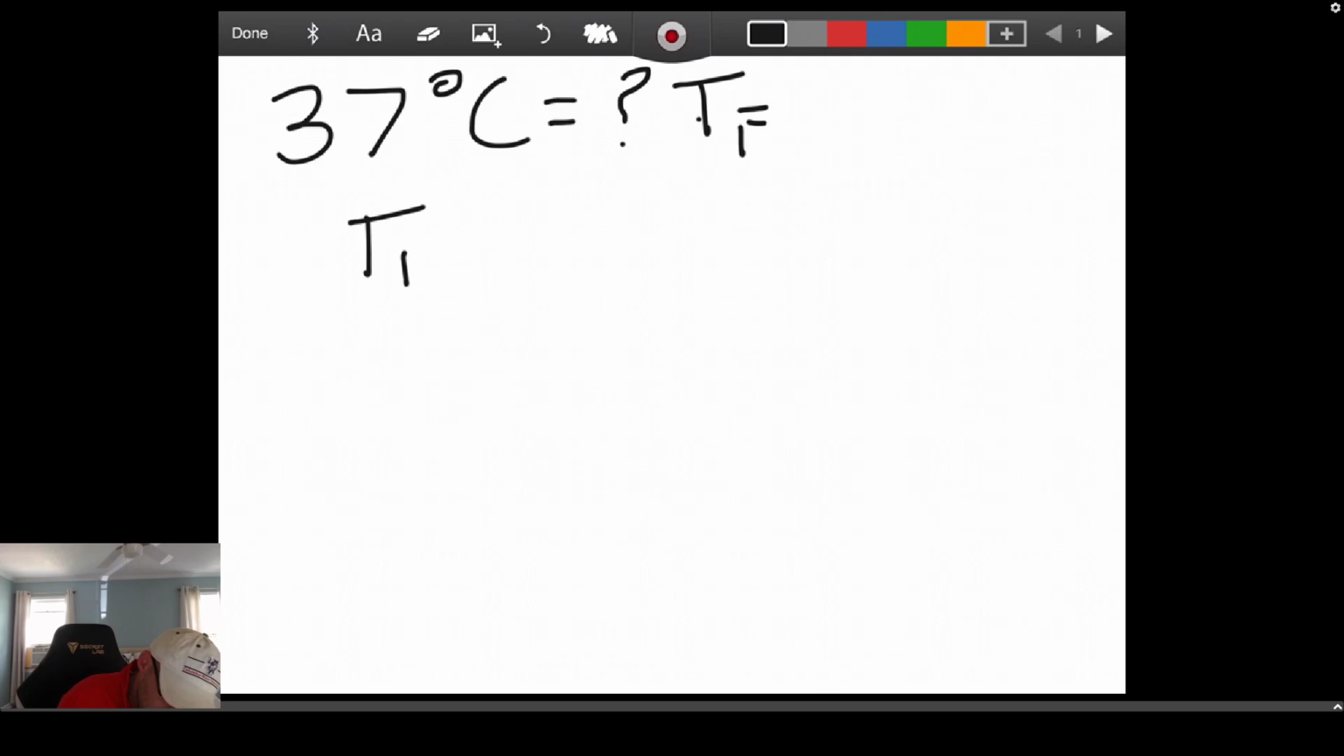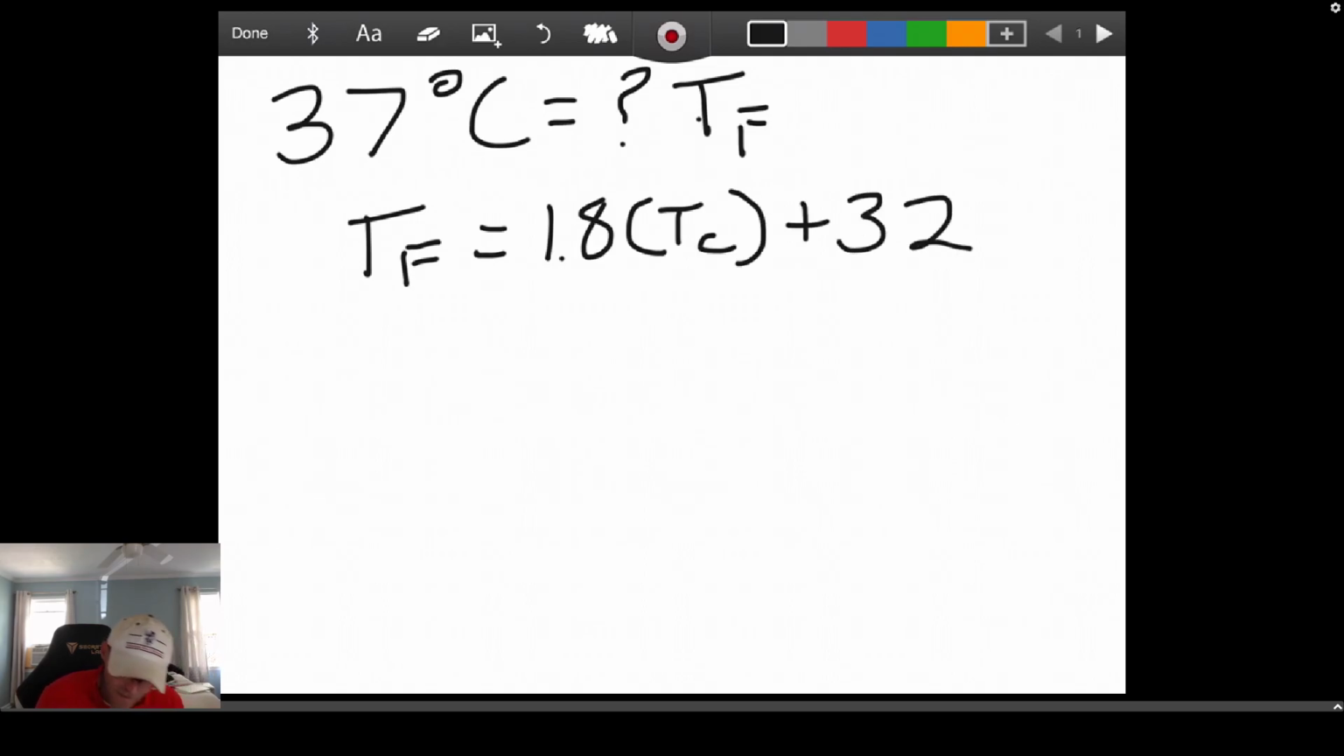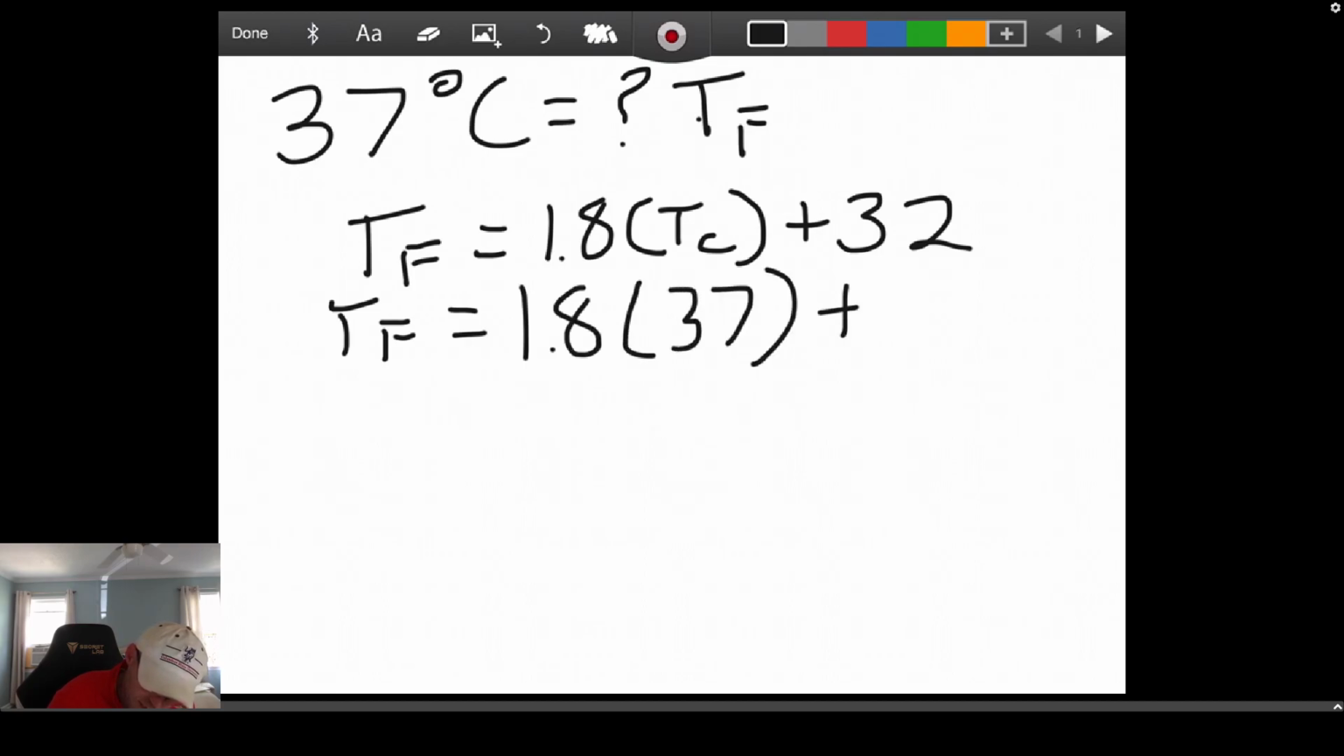We say that TF equals 1.8 TC plus 32. This time we have the TC value, but we don't have the TF value. So let's just plug it in, and you can just do the math in this form. That makes it easy enough. TF equals 1.8 times 37 plus 32. Let's do our math. If we do it right, the body temp at 37 degrees Celsius should be about 98.6 Fahrenheit.